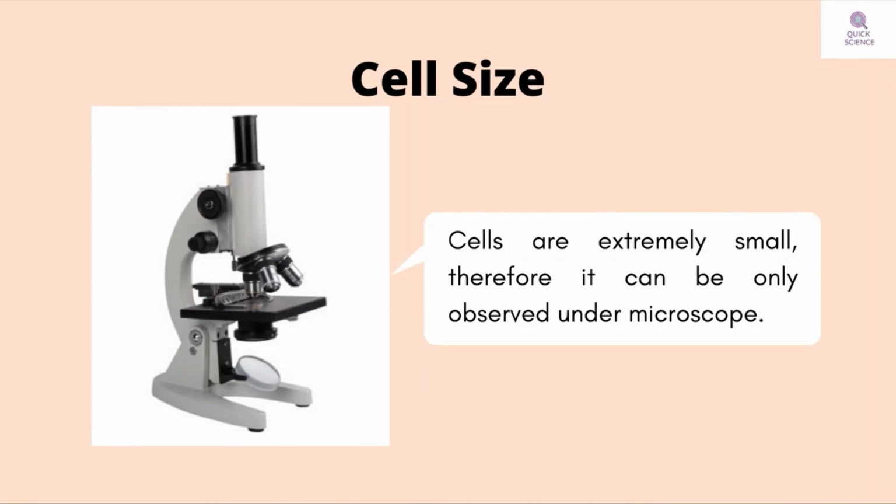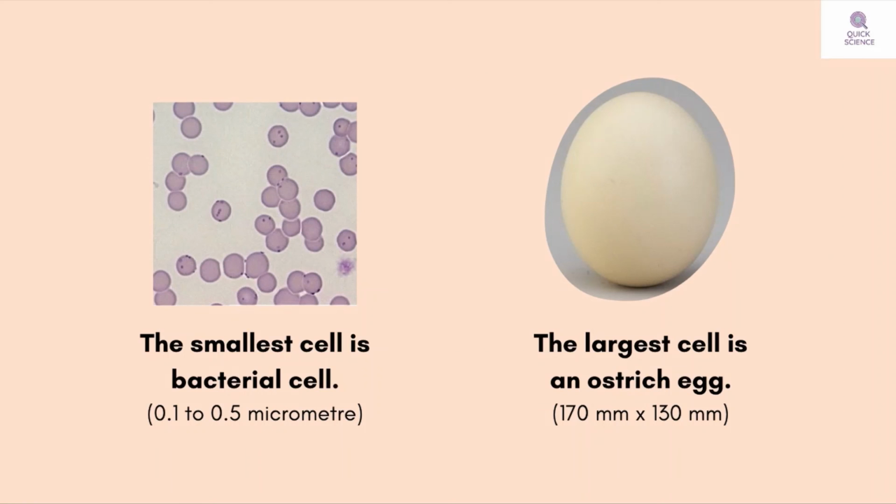Coming to the size of a cell, cells are so small in size and they are not visible through the naked eye. Hence, we need a microscope to see them. A microscope is an instrument used to see an enlarged view of a cell. Did you know the smallest cell is the bacterial cell which measures about 0.1 to 0.5 micrometer, whereas the largest cell is the egg of an ostrich and it measures about 170 millimeter into 130 millimeter in size.